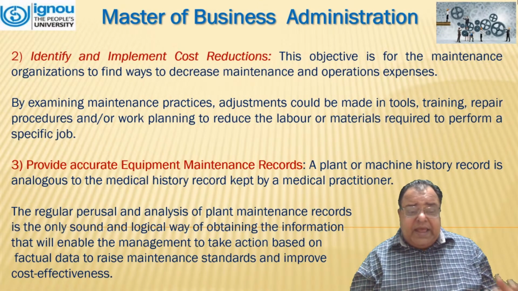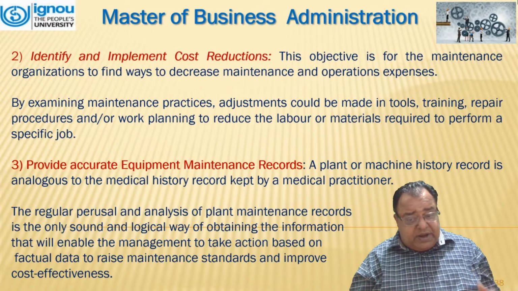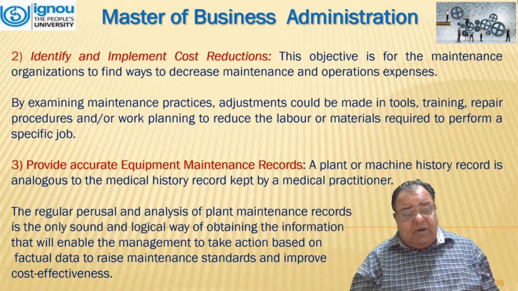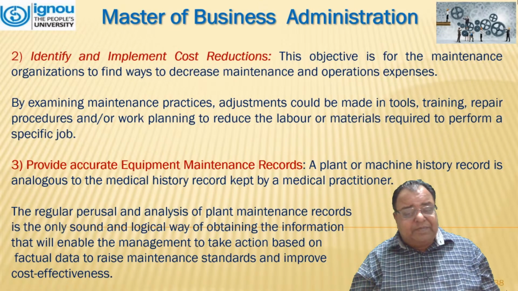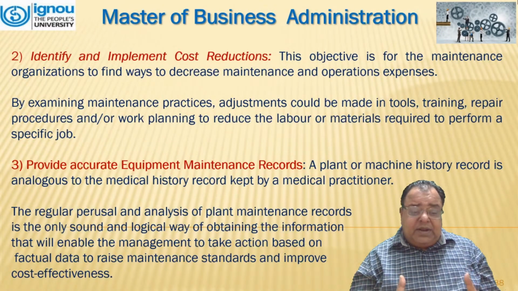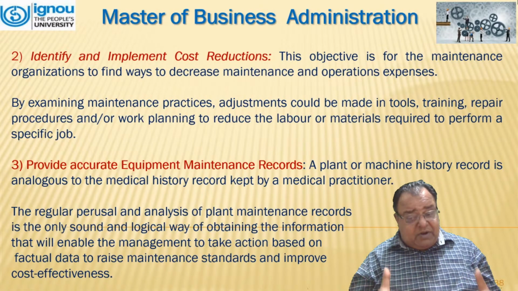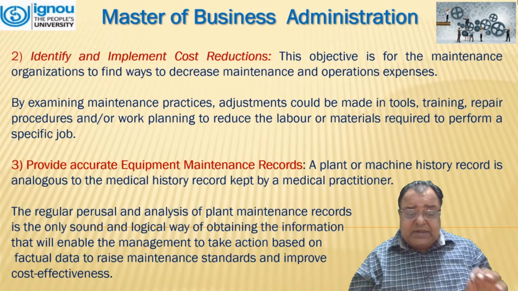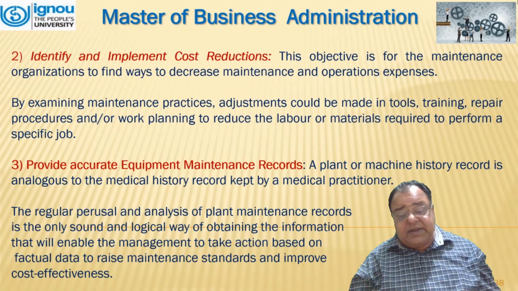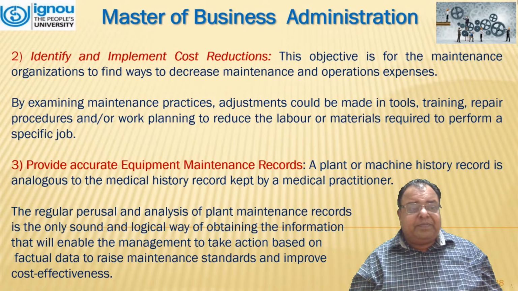Third one is provide accurate equipment maintenance records. A plant or machine history record is analogous to the medical history record kept by a medical practitioner. The regular perusal and analysis of plant maintenance records is the only sound and logical way of obtaining the information that will engage the management to take action based on the factual data to raise maintenance standards and improve cost effectiveness.